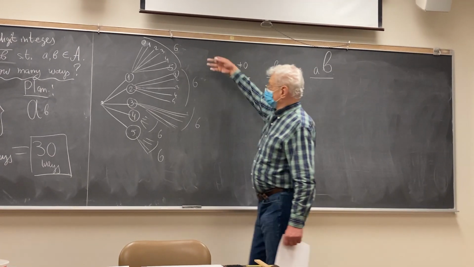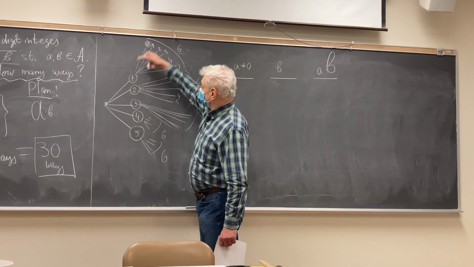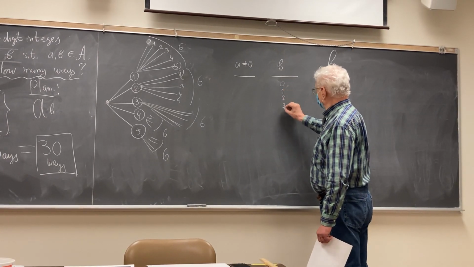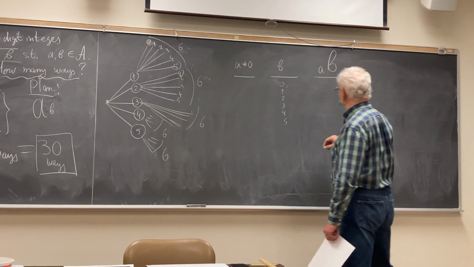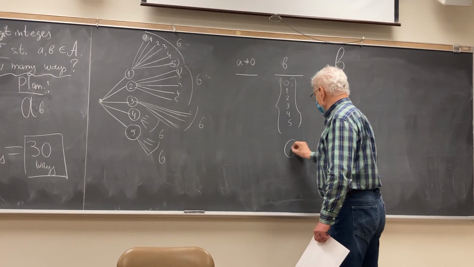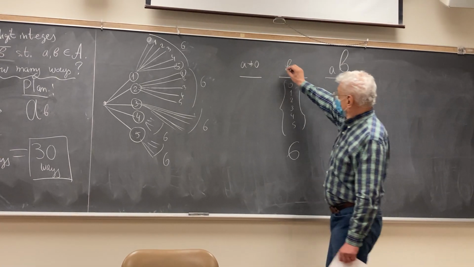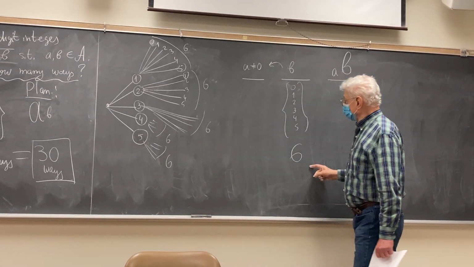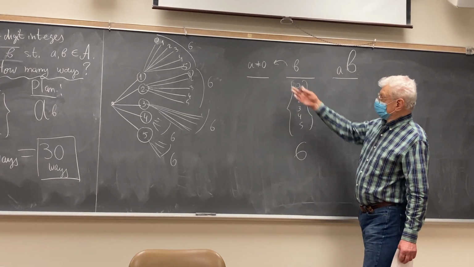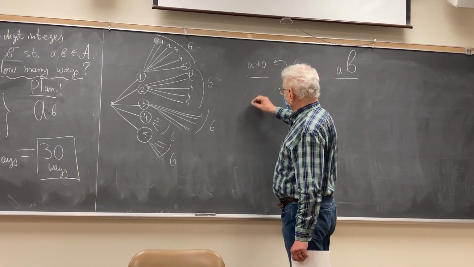So we start from the end. We start from 0. Okay, so what could it be? 0, 1, 2, 3, 4, and 5. We have this set. We have 6 possibilities. Now we go backwards. And for each possibility, how many possibilities do we have for A?